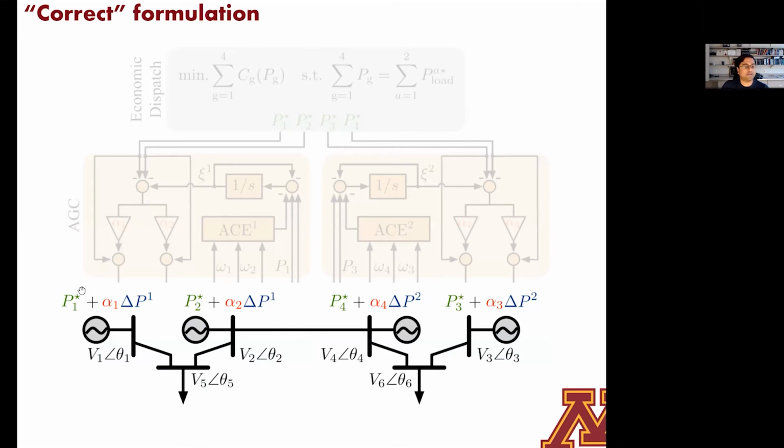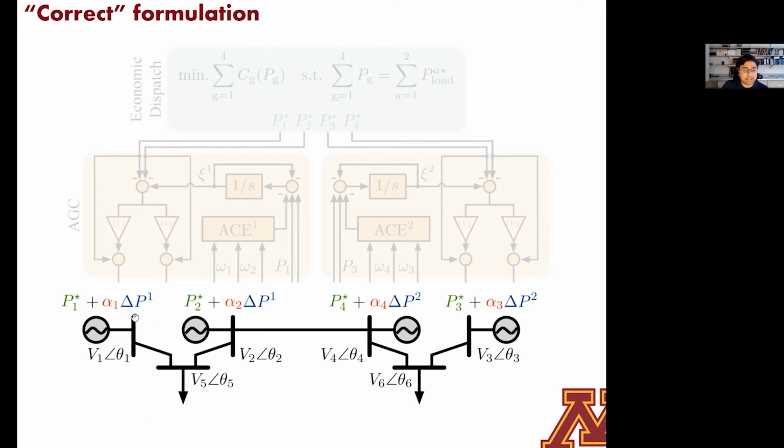So this is coming every 5 to 10 minutes. However, it's already outdated by the time I go to sinusoidal steady state operation. So I need to have some sort of correction. And that correction is a combination of two things. It's these participation factors that come from my cruise control or my AGC. And I also have to respect the net load across each of these areas.